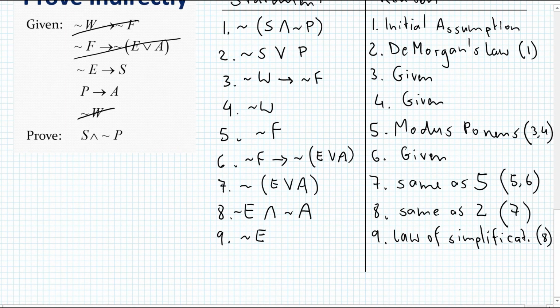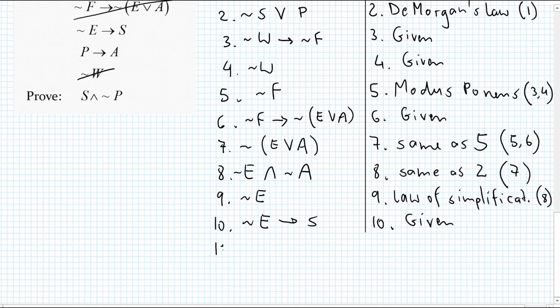true. And we can now use the third given here for step number 10, that if not E, then S. Okay, so that's the given. And now we can use modus ponens again to state that S must be true, okay? So again, modus ponens, we can again say same as 5 for step number 9 and 10.